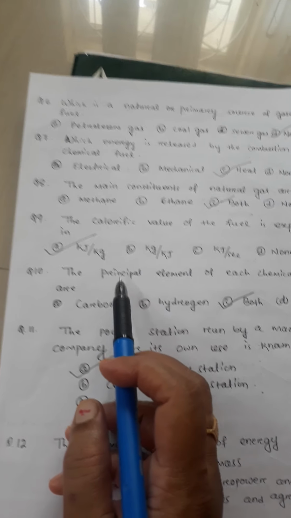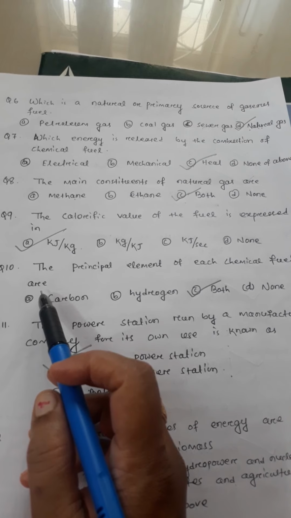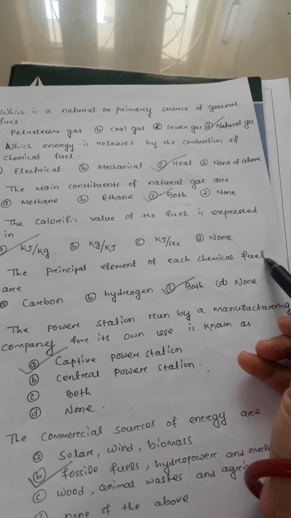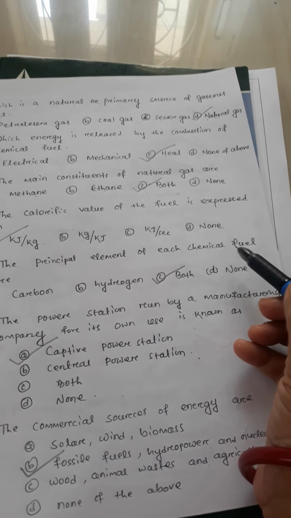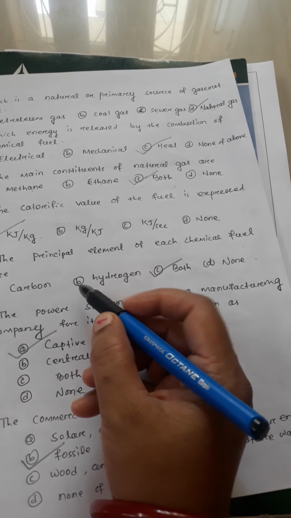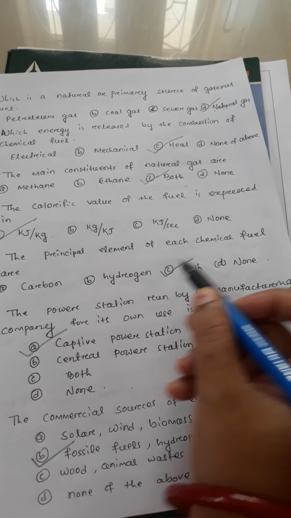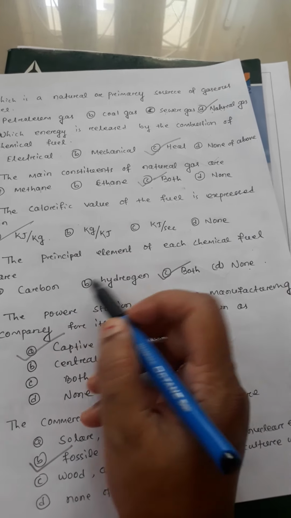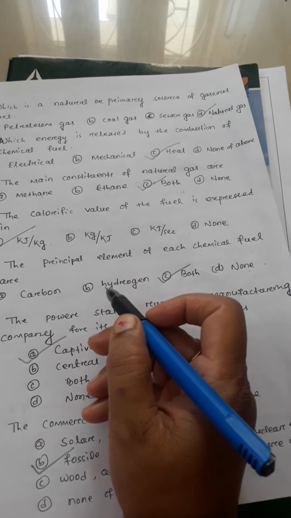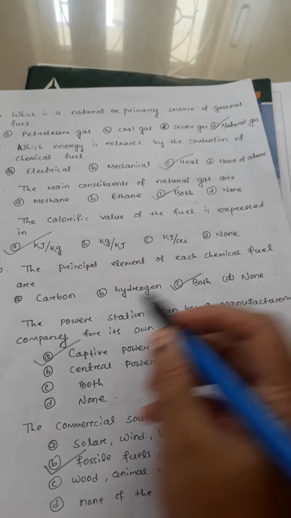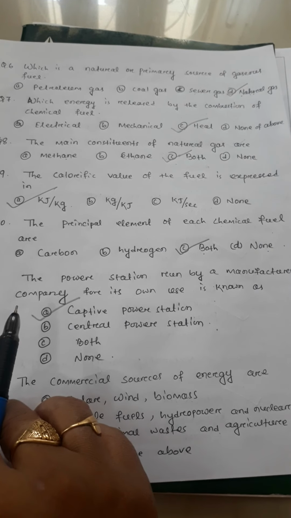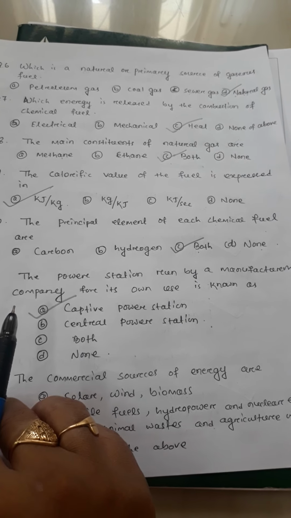Next one, the principal element of each chemical fuel. Chemical fuel means any fuel, for example liquid fuel, gaseous fuel and solid fuel. So what is the principal element of each chemical fuel? The options are carbon, hydrogen, both, none. We already know that carbon and hydrogen are the principal elements of any chemical fuel, so the answer is both. In the same way, you have to go through your notes and books, then you will be able to answer these questions.